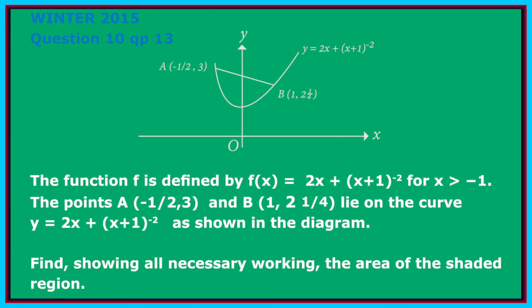Question 10 QP 13 winter 2015. The function f is defined as f of x equals 2x plus (x plus 1) to the power minus 2 for x greater than minus 1. The points A, (minus half, 3), and B, (1, 2 and a quarter), lie on the curve y is equal to 2x plus (x plus 1) to the power minus 2, as shown in the diagram. I. Find, showing all necessary working, the area of the shaded region.